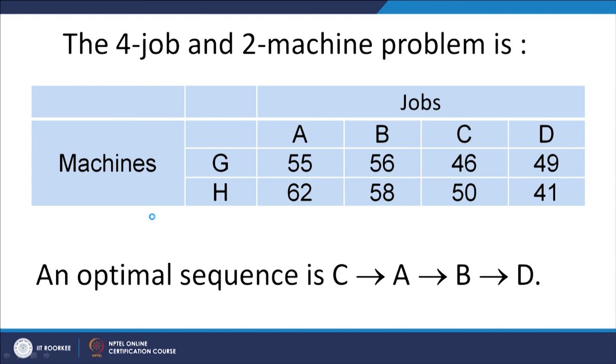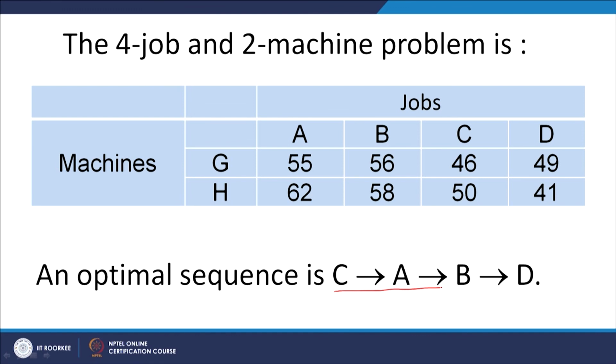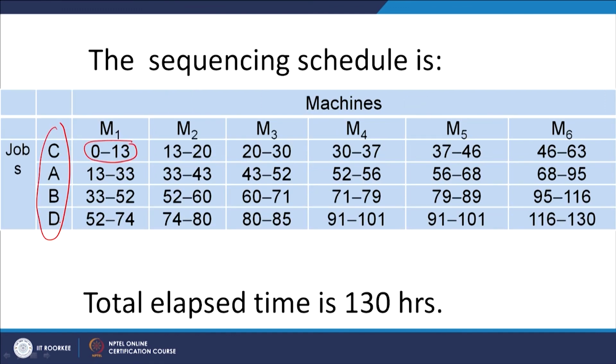This is the way in which this most generalized situation of n jobs on m machines can be used to solve this generalized problem. So, the sequencing schedule is as follows: we have the 6 machines M1, M2, M3, M4, M5, M6 and the 4 jobs A, B, C and D, and we will calculate the time in and time out on each of the machines depending upon the data that is given in the problem. First is the job C, see, this is the optimum sequence, C, A, B, D, therefore C, A, B, D is the right sequence.